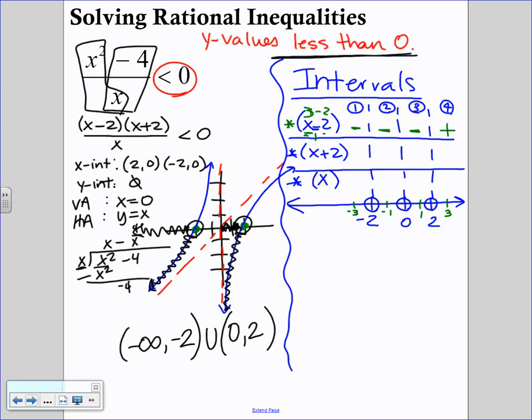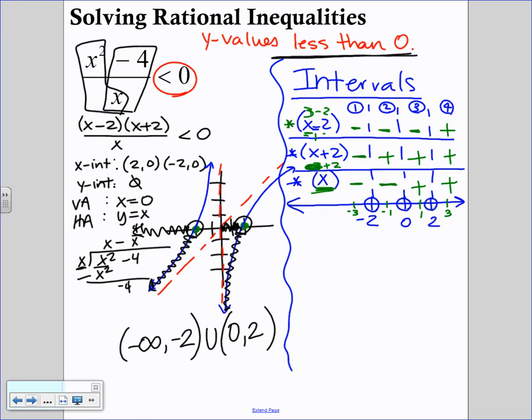Fantastic. Moving on, let's choose these exact same green numbers that I've got down low and put them in the x plus 2 factor. -3 plus 2 is a -1. -1 plus 2 is positive. And then if I plug in a positive 1 plus 2, that's positive. And then 3 plus 2, that's positive. Fantastic. Last factor, x. If I plug in a -3, you get negative. If I plug in a -1 here, I get a negative. If I plug in positive 1, I get positive. If I plug in positive 3, I get positive.